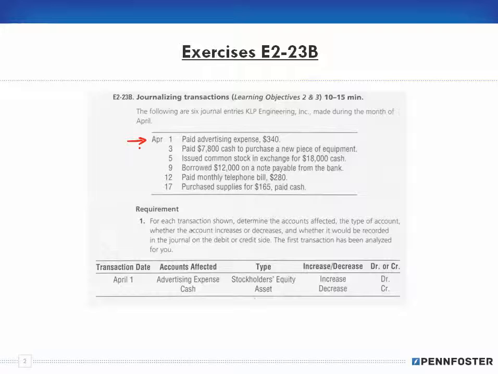So April 1, of course, you have to put the date. It says paid advertising expense. Well, I'm affecting cash because I'm paying the advertising expense. Cash is an asset, and my cash is decreasing, so I decrease the cash on the credit side. So I'm going to have a credit to cash, indented here.